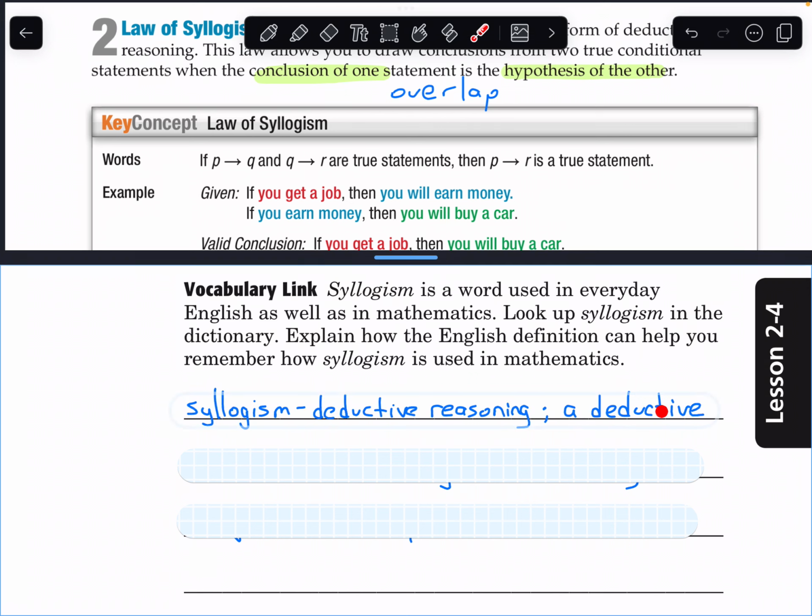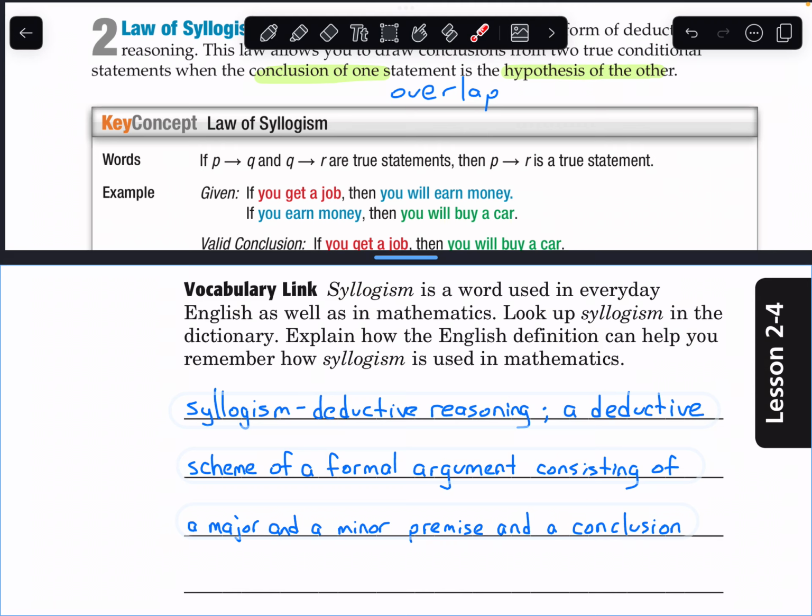If you look up syllogism anywhere, I've tried multiple dictionaries, they just kind of either give a very specific example of the law of syllogism itself or a very broad statement of, well, a syllogism is using logic. It's using deductive reasoning. But more specifically, a deductive scheme of a formal argument. So remember, it is formal. We're being very specific here. Consisting of a major and a minor premise and a conclusion.